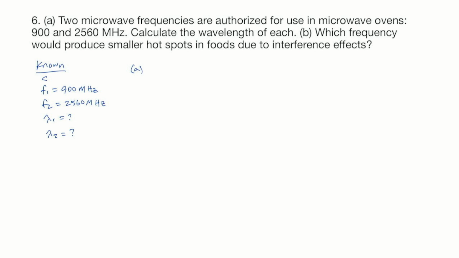All right. So c is lambda f for an electromagnetic wave. And so wavelength lambda is the speed of light c divided by the frequency. So lambda 1 will be 3 times 10 to the 8 meters per second divided by the frequency. Okay, we've got 900 megahertz. So I'm going to replace the capital M with a times 10 to the 6, and that makes it hertz.